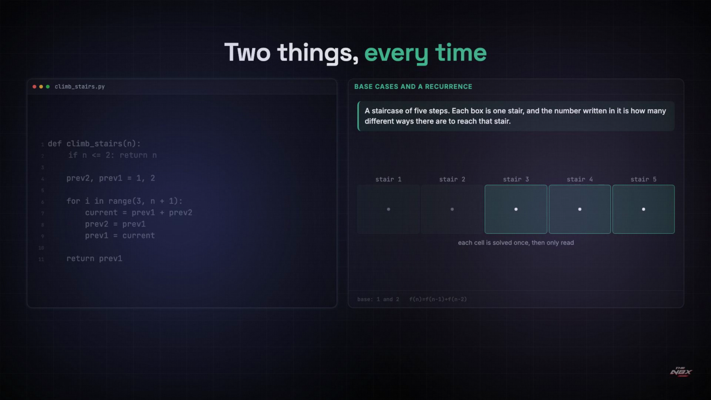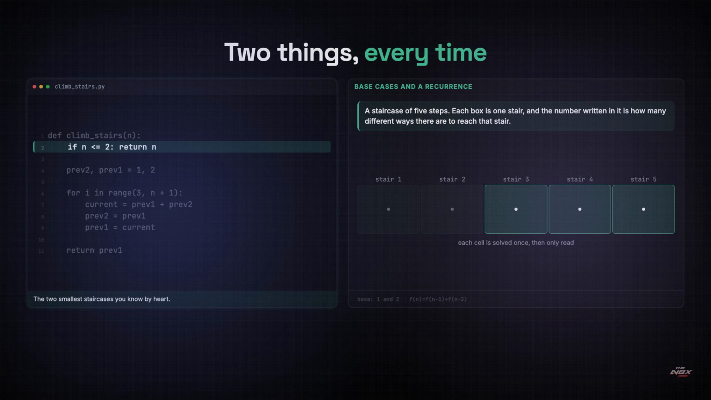First, the base cases, the smallest problems you know without thinking. 1 stair has 1 way. 2 stairs has 2 ways, 2 singles or 1 double. Those are given, not derived. Second, the recurrence, how a bigger answer is built from smaller ones. To land on stair n you came from n-1 or from n-2. So the ways to reach n are those 2 added, and that sentence is what you hunt for every time.